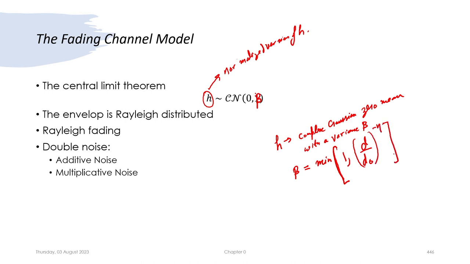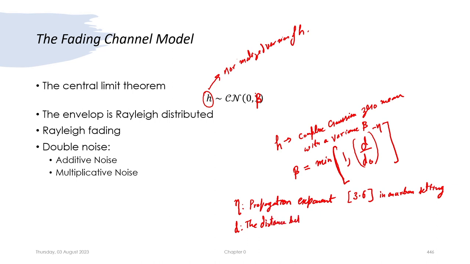Here, eta is known as the propagation exponent, and generally for most purposes we take it to be 3.6 in an urban setting. d is the distance between transmitter and receiver. d naught is known as the reference distance. Fine.